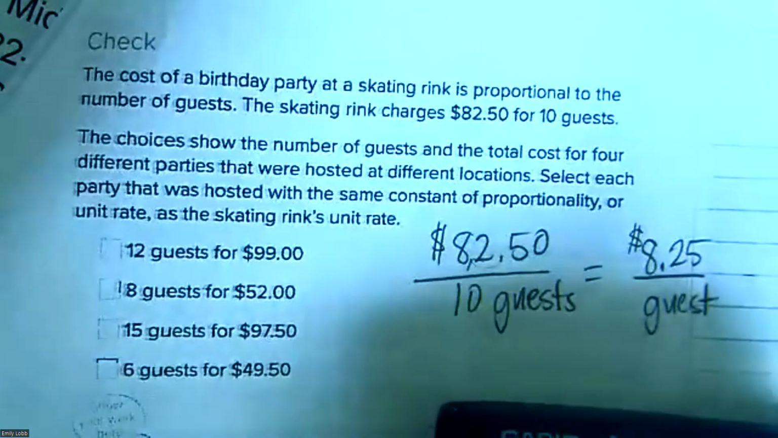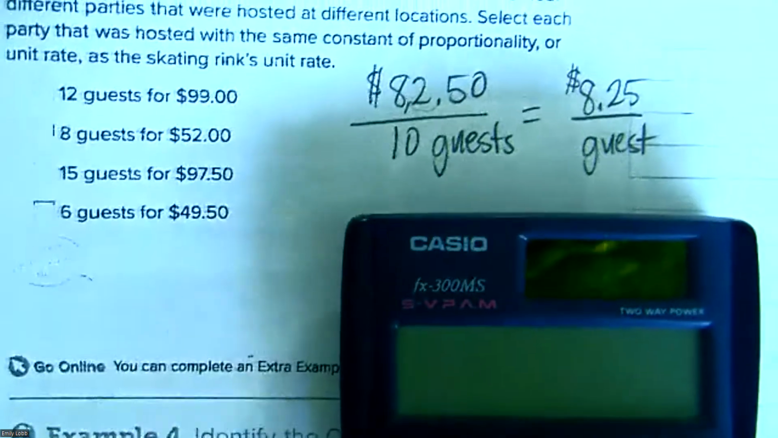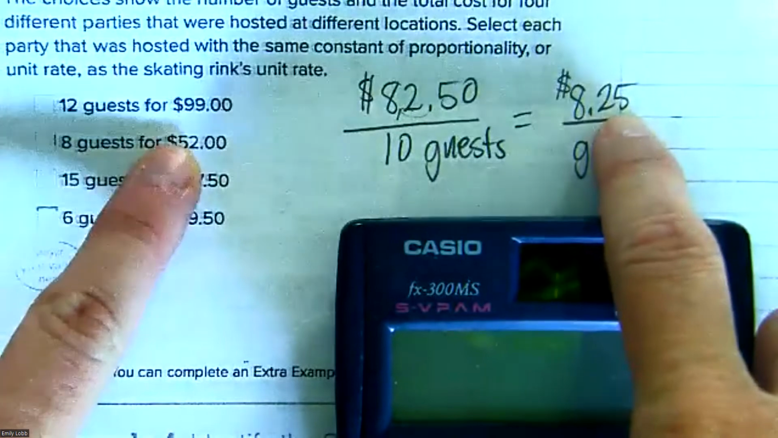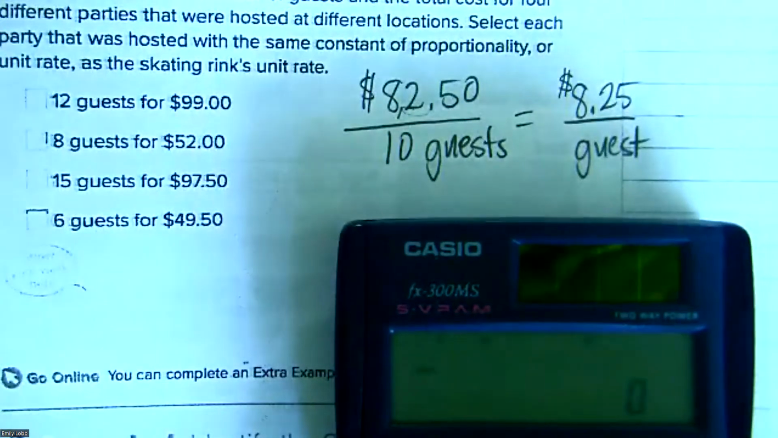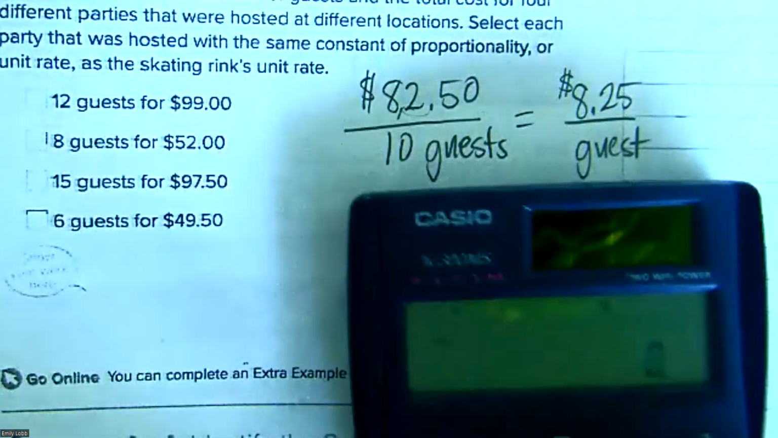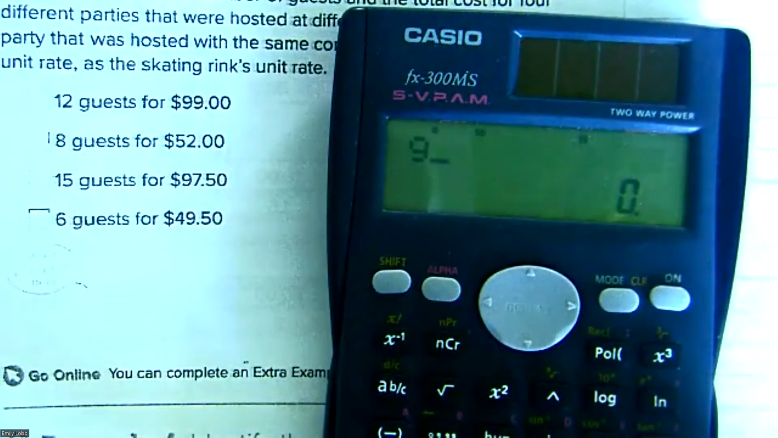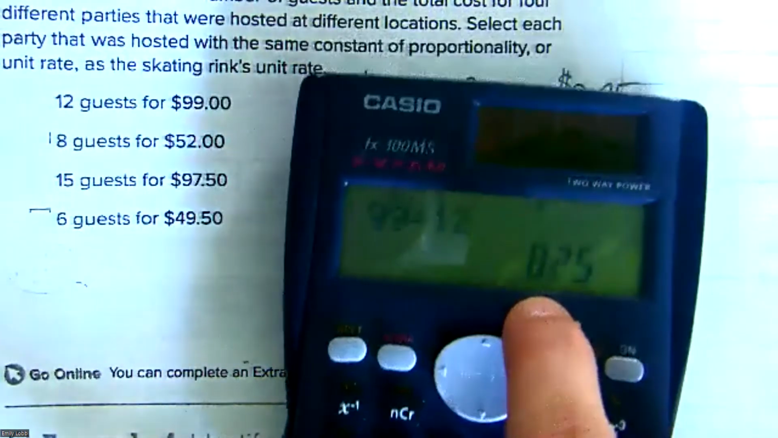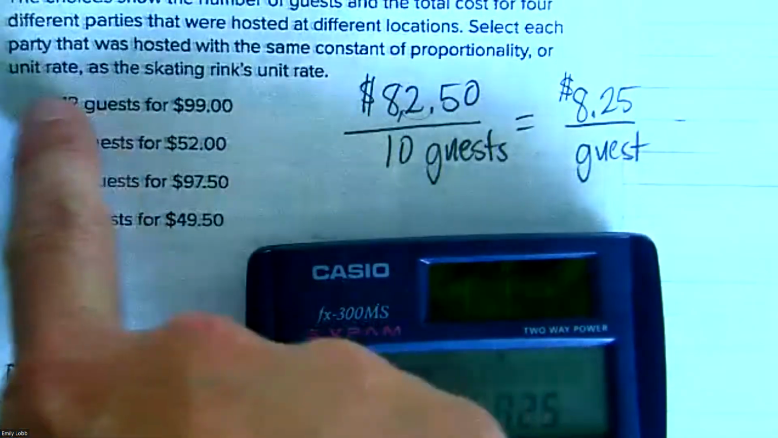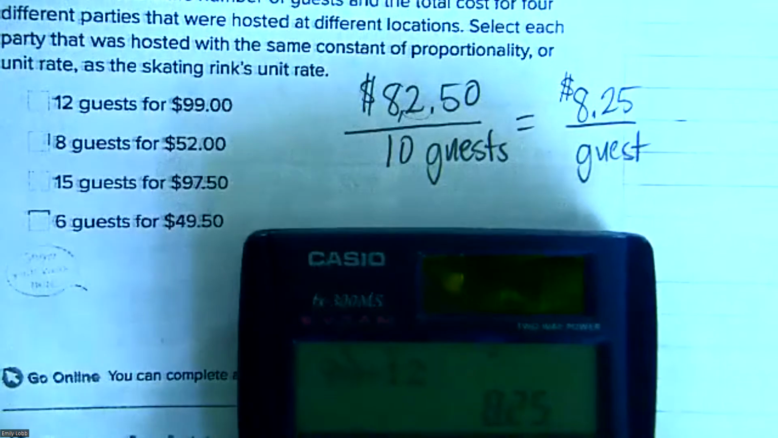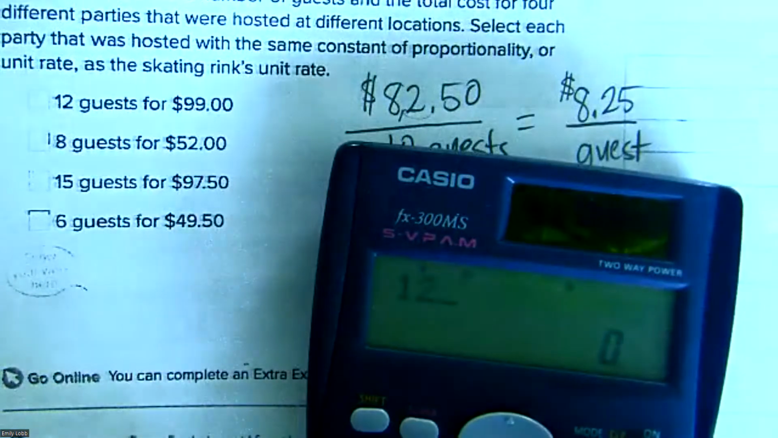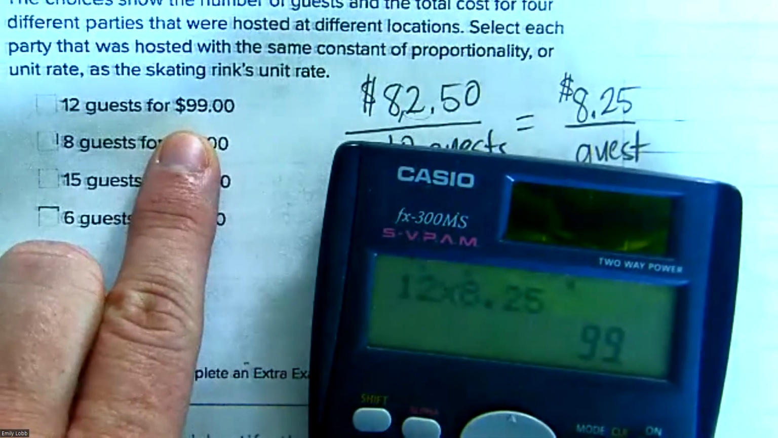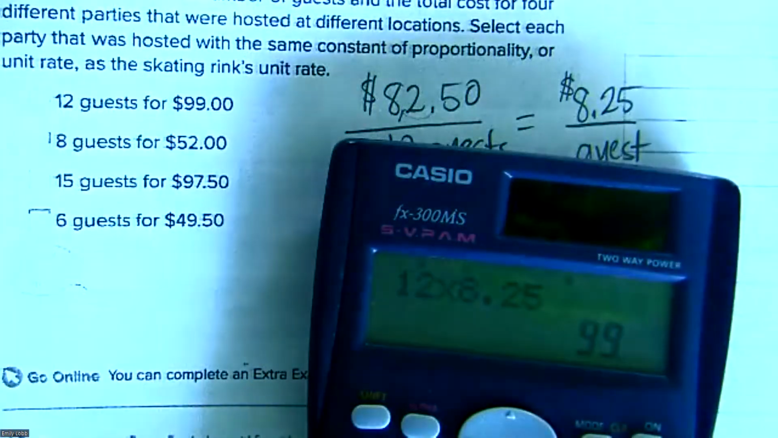So when we're checking for proportionality, we're seeing which one of these has a unit rate of $8.25. Or in this case, it's really a unit price, right? So we're going to say 99 divided by 12. That's $8.25. So does that work? Yes, that works. Or you could say, is 12 times $8.25 equal to $99? Yeah, so you could do it either way.